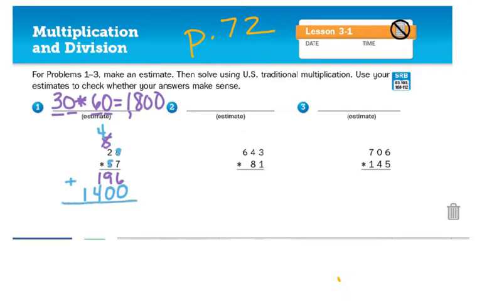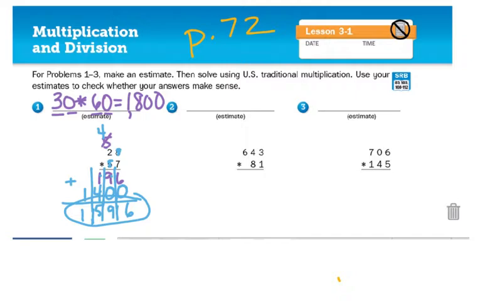Carefully line up those numbers. So if I drew a line down, I should be able to add all of those columns. 6 plus 0 is 6. 9 plus 0 is 9. 1 plus 4 is 5. And bring down your 1. The solution to this is 1,596.